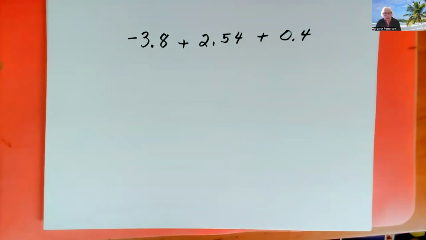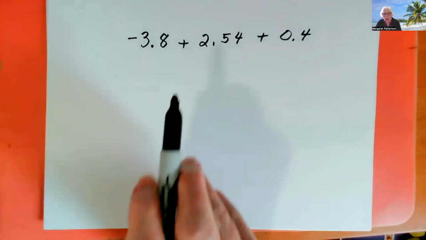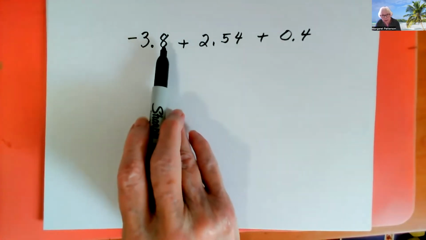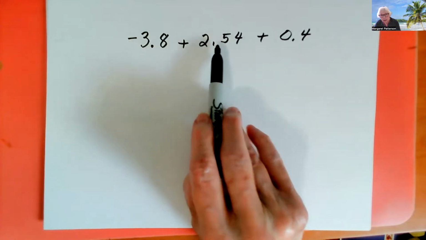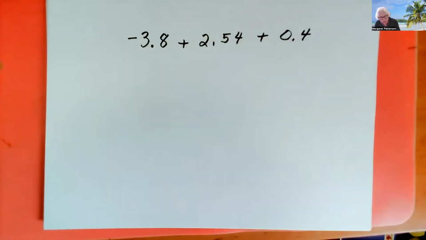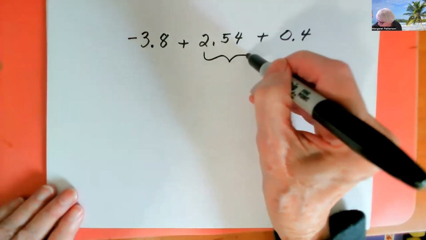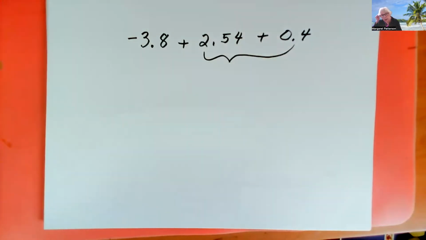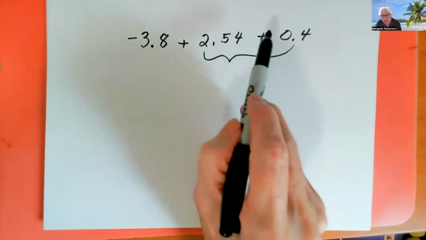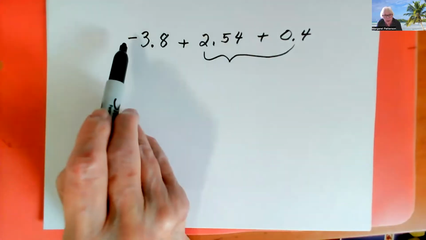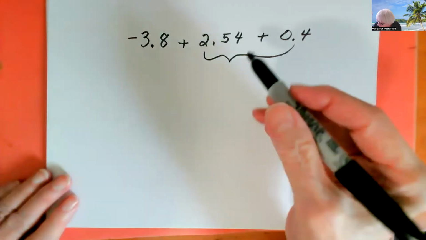I want to do one like this with 3 numbers. The first number is negative. The second number is positive. The third one is positive. What I tend to do is put my positives together and my negatives together. I think that might be the easiest. I'm going to put these 2 positives together. It's almost like a checkbook. This is working in the positive. This is working against us. And so I'm going to put these 2 together.